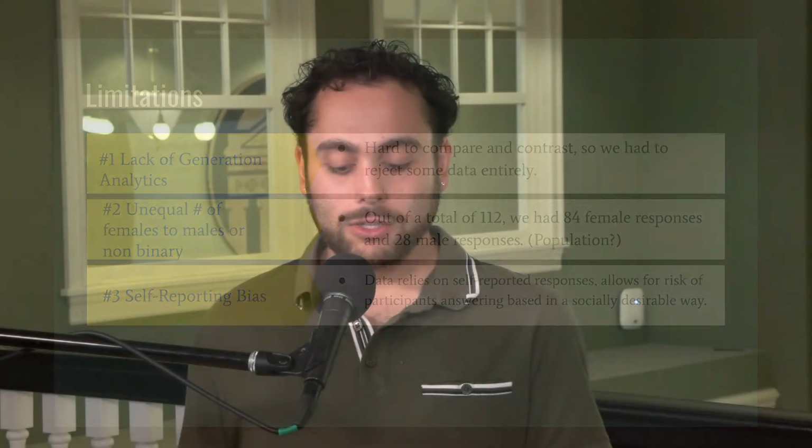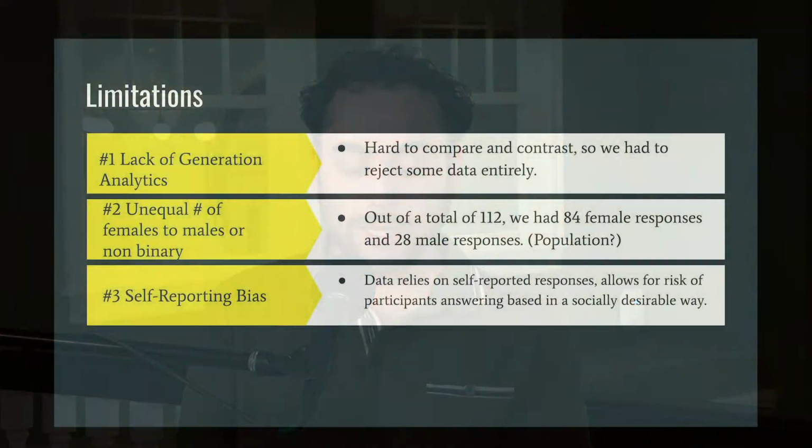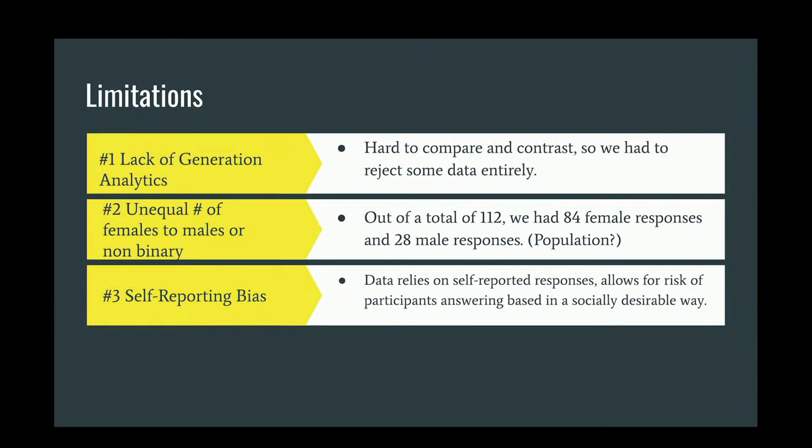Next, we will be jumping into our 3 limitations. First, we couldn't really break the data down by age, which made it hard to spot trends between different generations. Because of this, we did have to throw some data out. Second, there was a gender imbalance in the responses. Out of 112 people, 84 were female and only 28 were male, with 1 response being non-binary. This could affect how well our results apply to the whole population.